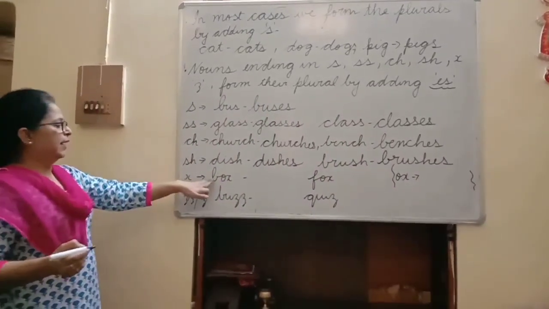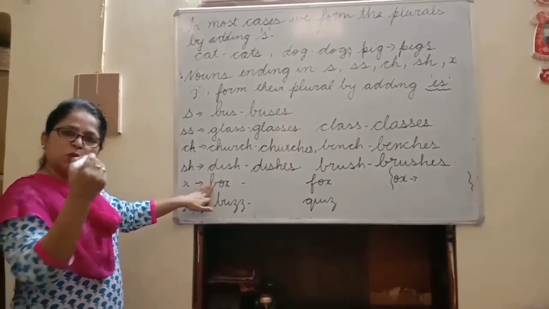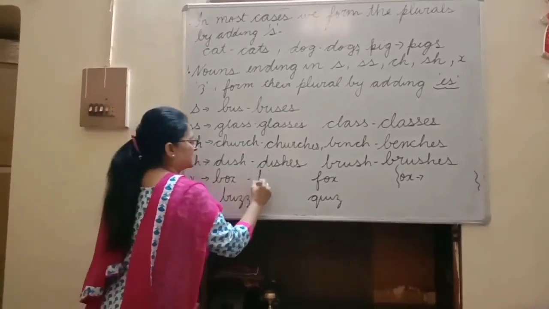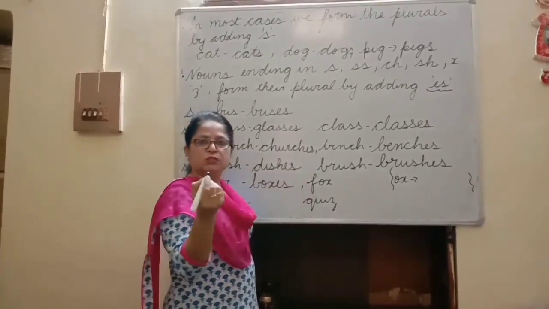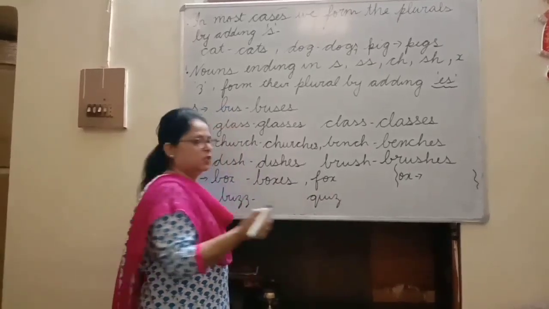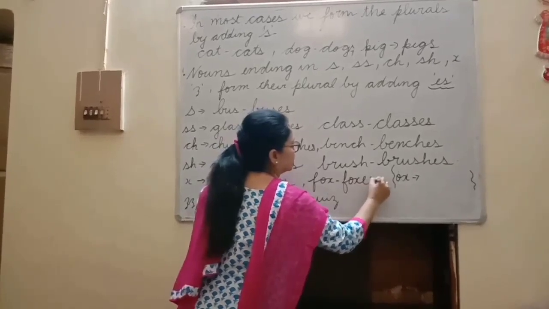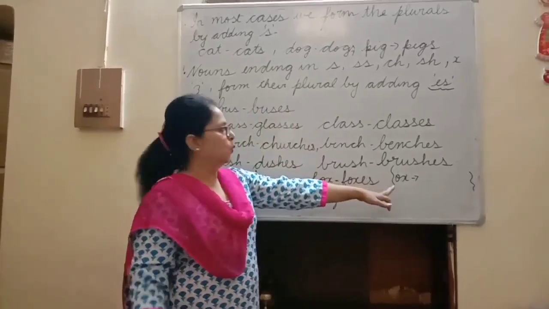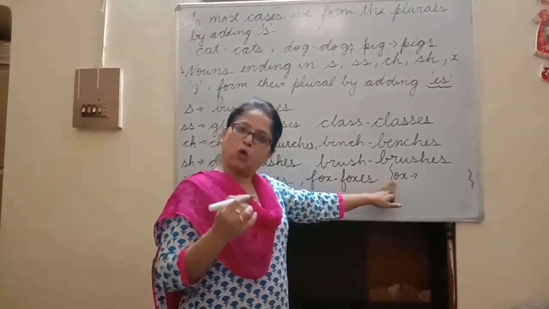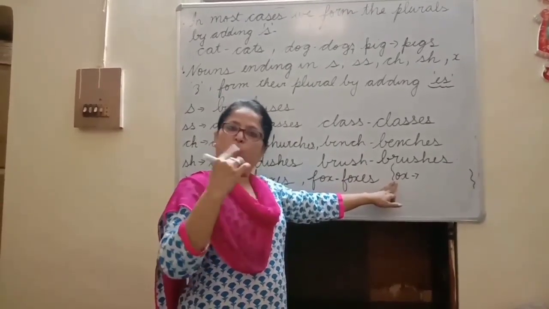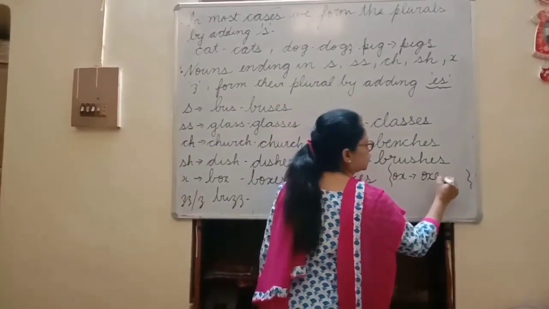We have words here ending with x, that is box. Box becomes boxes. We add an es. Same way, fox, it ends with x, so it becomes foxes. But there is an exception, children. We have an ox here. Ox doesn't become oxes. It becomes oxen. One is ox and more than one is oxen. It's an exception. You need to keep it in your mind.